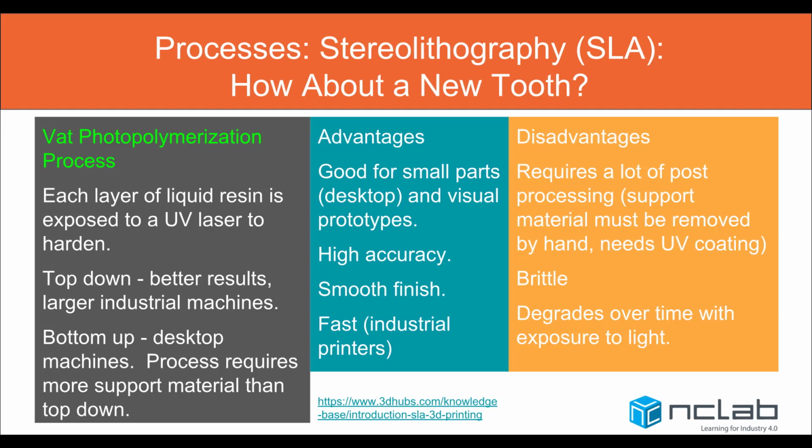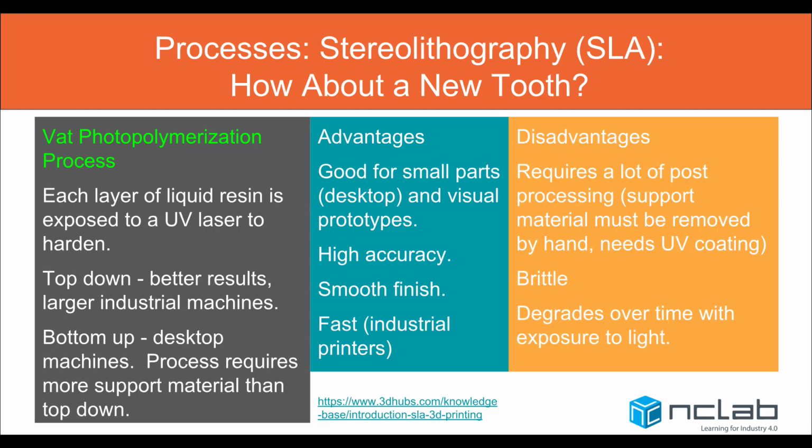It's a vat photopolymerization process, so it's using light to harden. It starts with the liquid. So the first one was a filament that you melt, and the second one was a powder that you sinter, and now we have a liquid resin that you're hardening. The large industrial machines use a top-down process. We'll take a look at that in a moment. And there is a desktop version, and it's what's known as a bottom up. So it builds it a little bit differently, and you'll see in the pictures that I'm going to show you in a moment that it requires a lot of support material to build that.